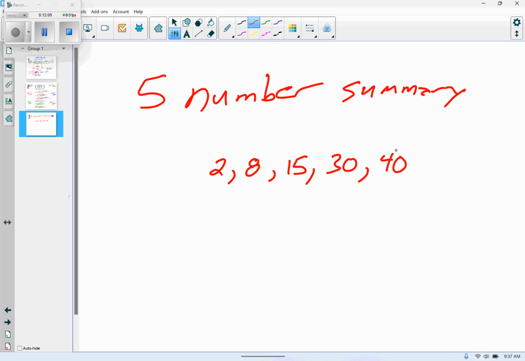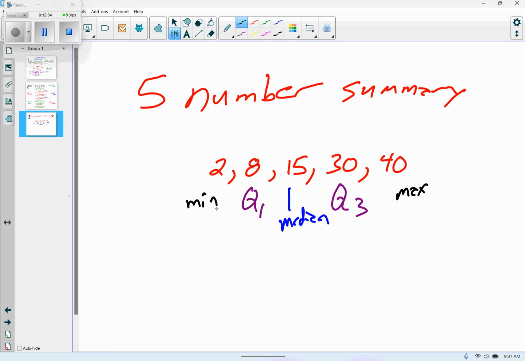All right. So somebody give me a shout out. What's my median? 15. 15? Good. What is my Q1? 8. What is my Q3? 30. What is my maximum? 40. 40. And my minimum? 2. 2. Now, it's very possible that the 40 or the 2 could be outliers.